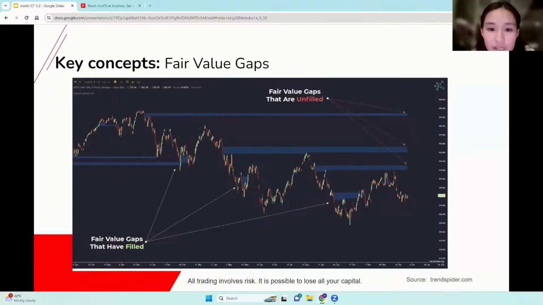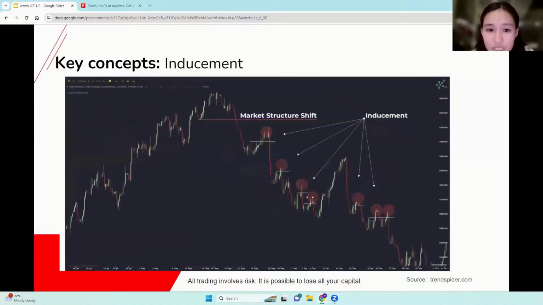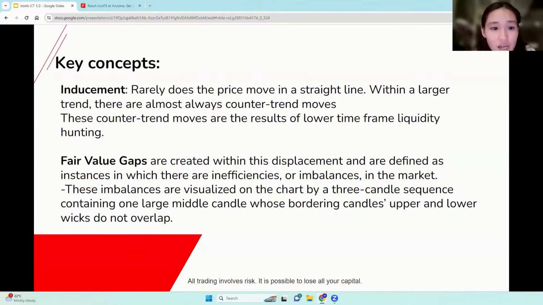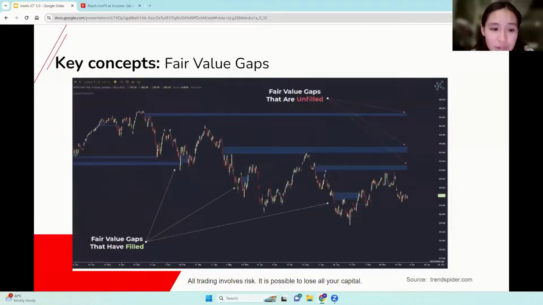Okay, so maybe to start off, you can look for what we've mentioned in the previous slide, which is the three candle sequence containing one large middle candle whose bordering candles upper and lower wicks do not overlap. So you can look for some of those examples over here.